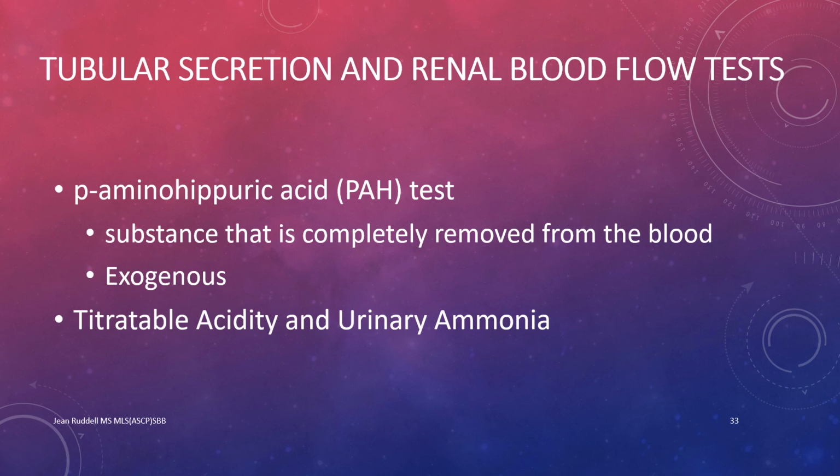The titrable acidity and urinary ammonia test. The kidney's ability to produce an acid urine depends on the tubular secretion of hydrogen ions and ammonia production and secretion by the cells of the distal convoluted tubule. A urine pH, titrable acidity, and urinary ammonia measurements can be used to determine the defective function of the kidney to excrete hydrogen ions.